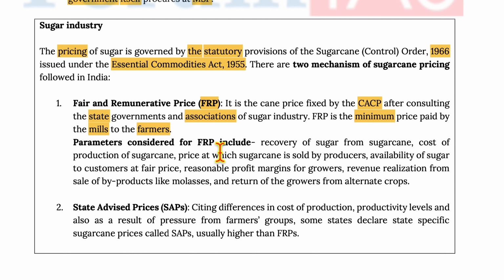Parameters considered for FRP include recovery of sugar from sugarcane, cost of production of sugarcane, price at which sugarcane is sold by producers, availability of sugar to the customers at fair price, reasonable profit margin for growers, revenue realization from sale of its byproducts like molasses, and returns of the growers from alternate crops.